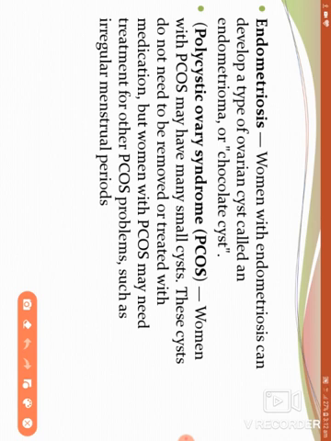Then there will be the endometrial cyst or chocolate cyst. We already discussed endometriosis. If it is present on the ovary, then it also bleeds during menstruation. That's why it is called a chocolate cyst. This endometrial cyst is also called the chocolate cyst.